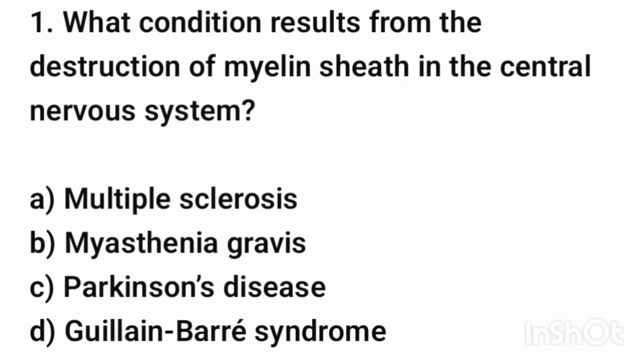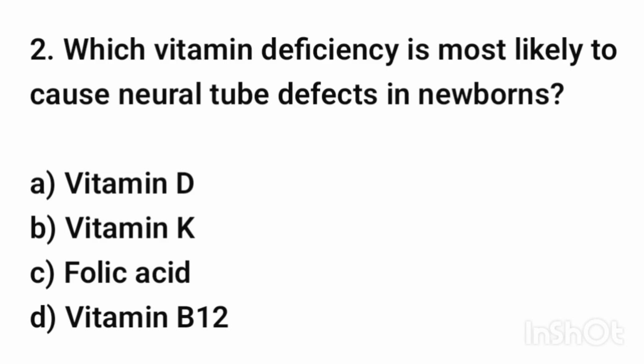Question number 1. What condition results from the destruction of myelin sheath and the central nervous system? The correct answer is option A, multiple sclerosis. Question number 2. Which vitamin deficiency is most likely to cause neural tube defects in newborns? The correct answer is option C, folic acid.